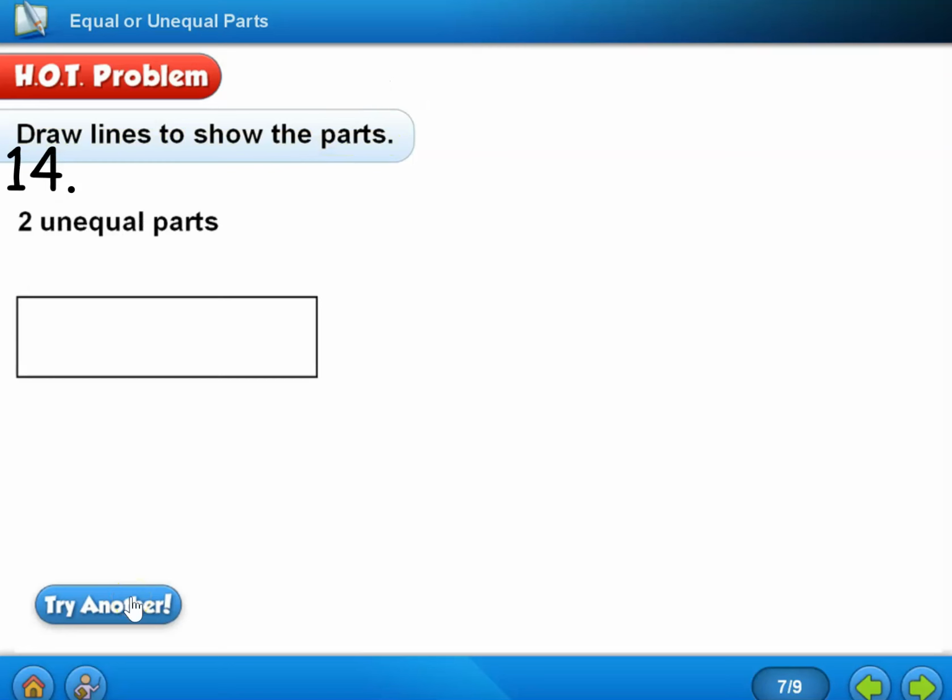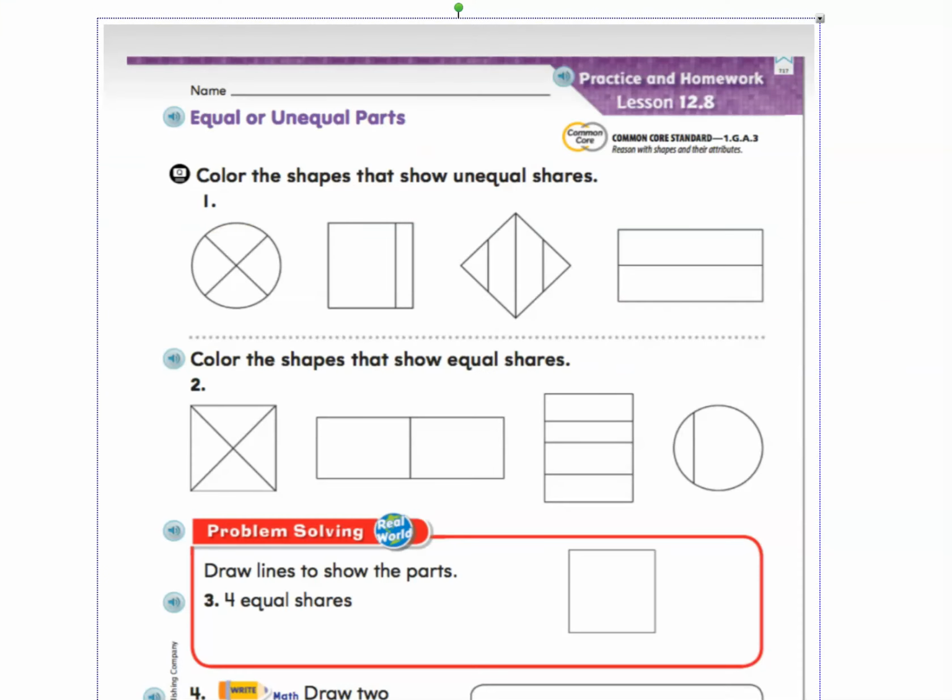Let's try another. Number 14. Draw lines to show the parts. 2 unequal parts. You will draw 2 unequal parts. One part is smaller or bigger than the other part. These are the 2 unequal parts. So boys and girls, you will finish the rest of the questions.